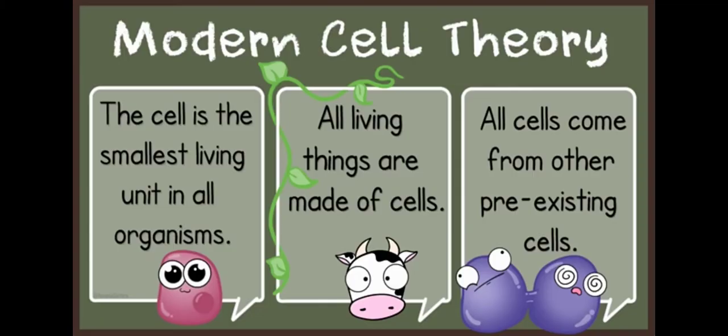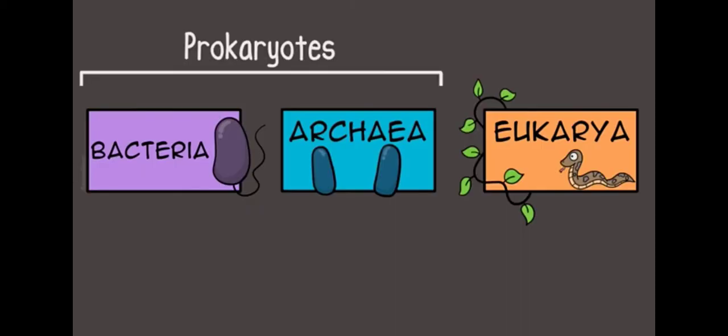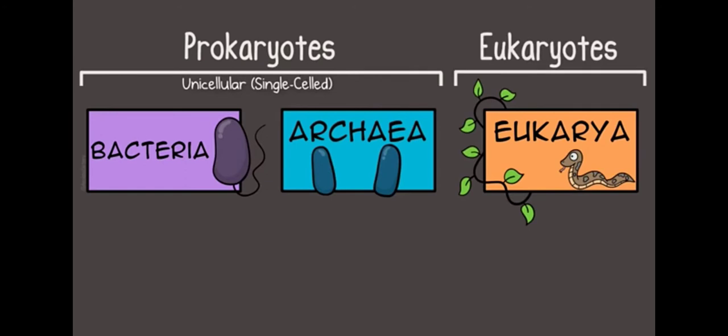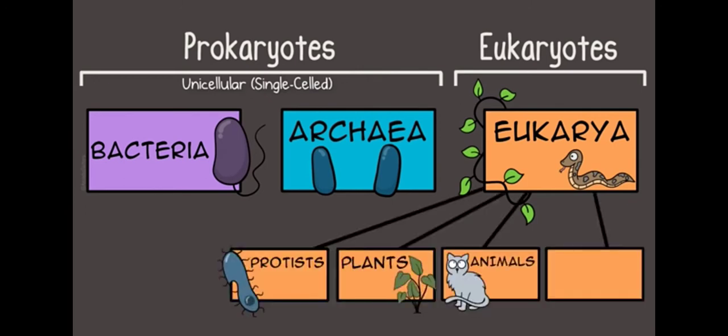First, just a refresher, recall that the modern cell theory includes a statement that all living things are made of one or more cells. All living things. In the three domains of life, prokaryotes are organisms that can be bacteria or archaea. They are unicellular, which means they are single-celled organisms. Eukaryotes are organisms that fit all in this last domain, eukarya. Eukaryotes can be protists, plants, animals, or fungi.